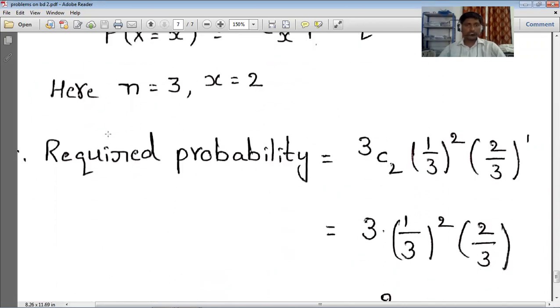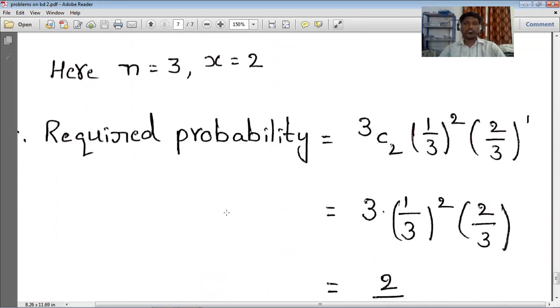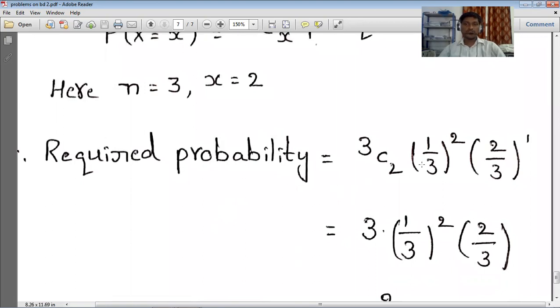Therefore the required probability here is 3C2 into 1 by 3 whole square into 2 by 3 whole power 1. So this is nothing but nCx p power x q power n minus x. This is the formula we already stated, and this is the one we are applying.